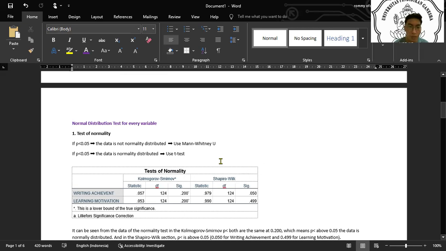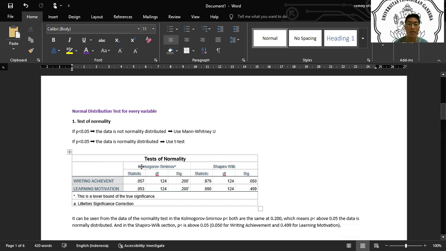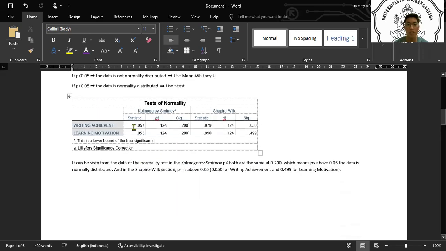First, the normal distribution test for every variable, the test of normality. If the p-value is below 0.05, the data is not normally distributed, and you can use Mann-Whitney. And if the p-value is above 0.05, the data is normally distributed, use t-test. And this is the data for the test of normality.